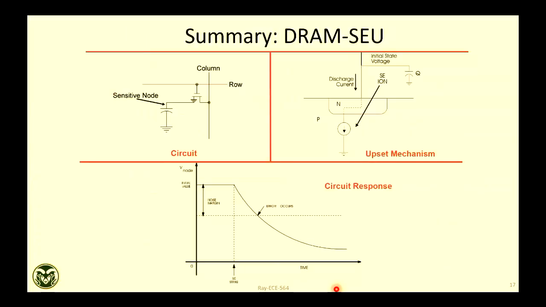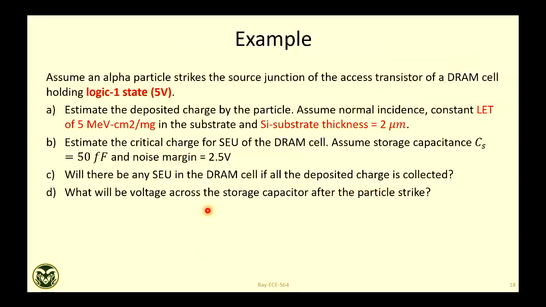Okay, so let's look at the upset thing. We talked about the DRAM cell. The sensitive node is more like the source junction. If an ion goes through the source junction, a charged capacitor will get discharged, and you can model this charging effect with a current source, right? Because this current source tells you how much charge is being collected. And if the collected charge is more than your equivalent noise margin, you will see an upset. So let's solve one problem and then we'll move on.